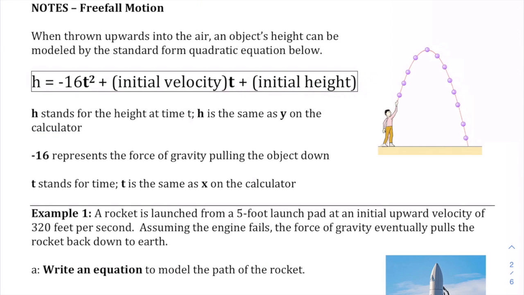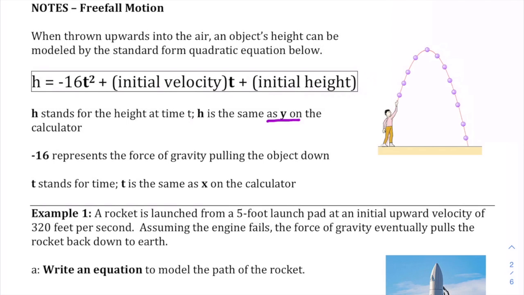When you throw an object up into the air, its height can be modeled by this standard form quadratic equation. h equals -16t squared plus the initial velocity times t plus the initial height. The h stands for the height at time t, and when we enter this in the calculator, we'll enter it as y equals at the beginning.